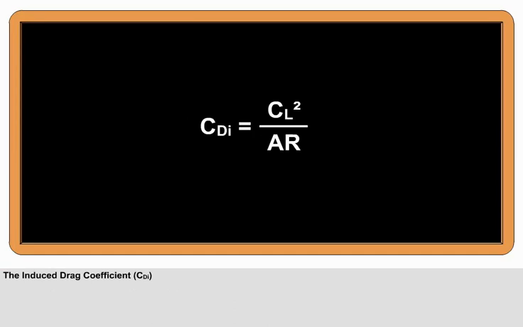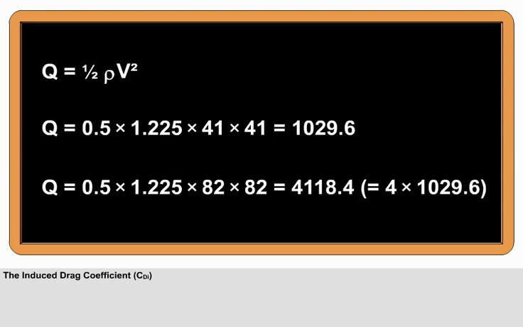However, the induced drag coefficient, CDI, is proportional to the square of the lift coefficient, CL squared, and inversely proportional to wing aspect ratio, AR. To maintain a constant lift force, as speed increases, CL must be reduced. Thus, with an increase in speed, CDI actually decreases. We can work through an example, which illustrates the change in CDI with speed, which leads to the change in DI.